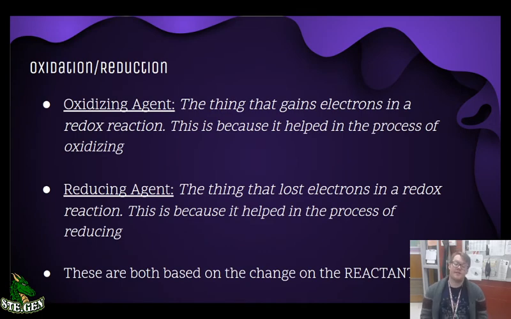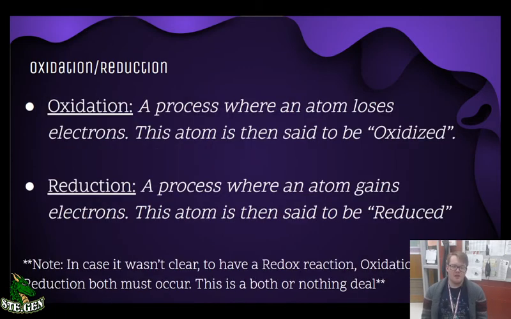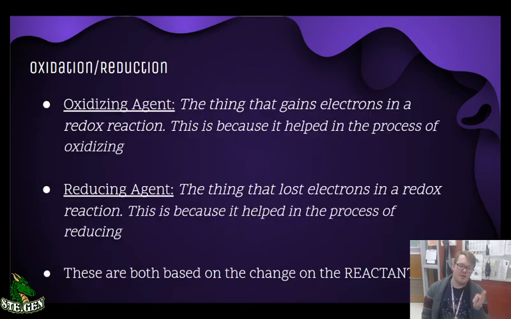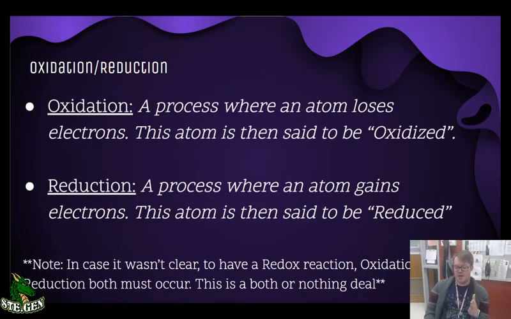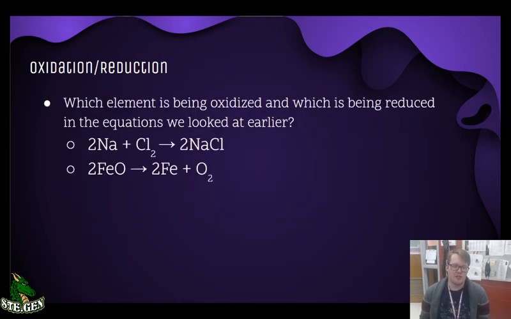Okay, now on the flip side of that, oxidizing agents would be things that gain electrons in a redox reaction. That's because they helped in the process of oxidizing something. So back here, if something goes through oxidation, the other piece is an oxidizing agent. It helps that oxidizing happen. And a reducing agent is the thing that lost electrons in a redox reaction because it helped in the process of reducing. So if something is oxidized, that means it is a reducing agent. And if something is reduced, that means it is an oxidizing agent, because it's which thing contributed to the other piece of the reaction. We give them both credit for helping the reaction occur.